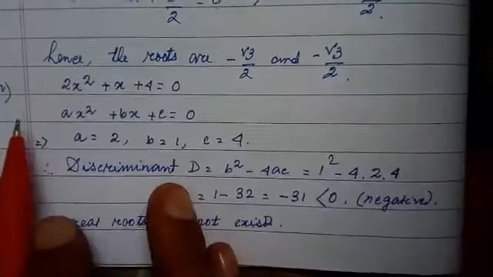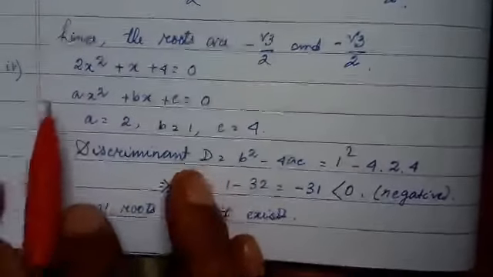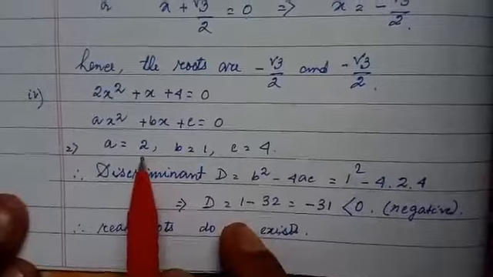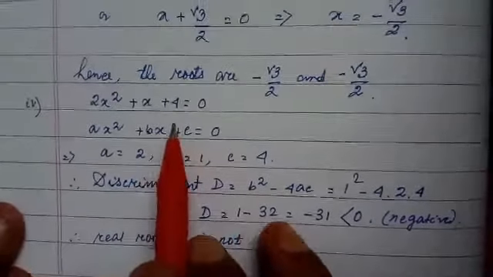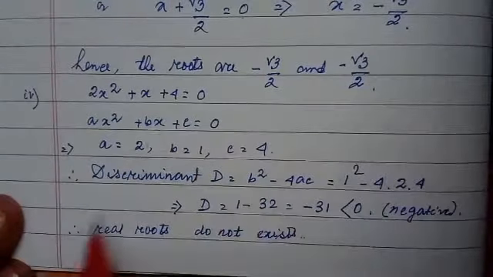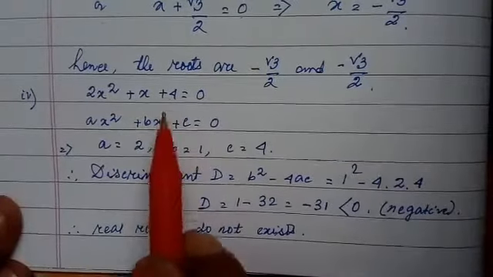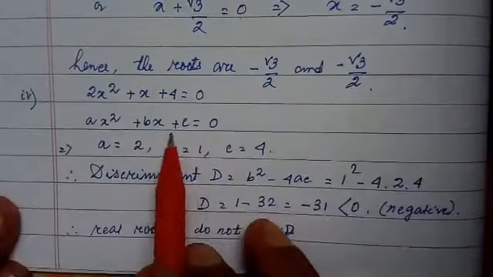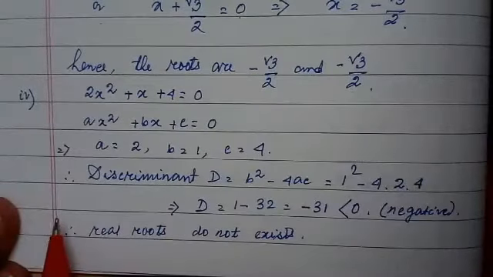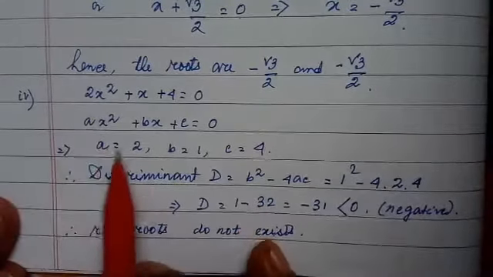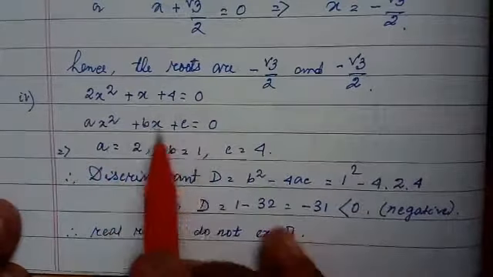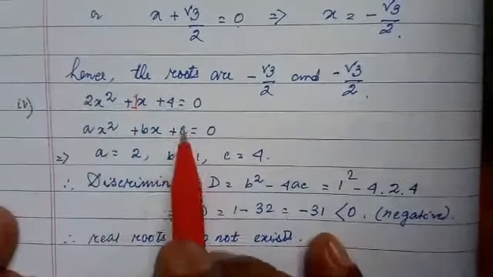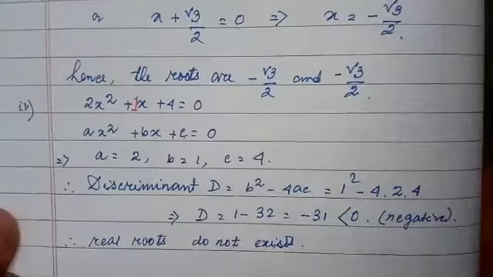Now, sum number 4 of question 1. What is the equation? 2x square plus x plus 4 is equal to 0. Let us compare this equation to the standard form of quadratic equation, ax square plus bx plus c is equal to 0. Now we have a is equal to 2, b is equal to 1 because here coefficient of x is 1. And c is equal to 4. The constant term is 4.